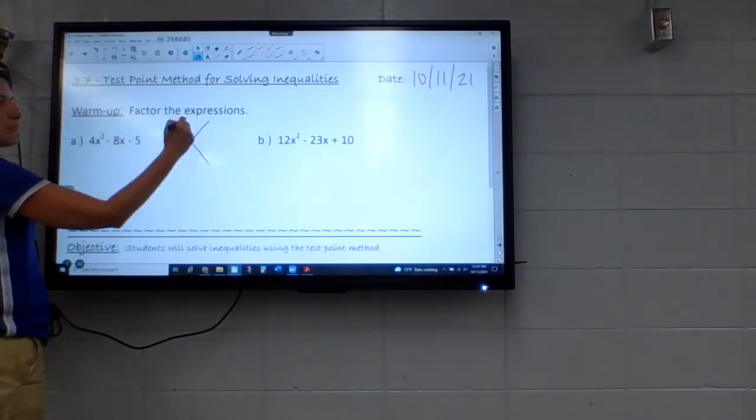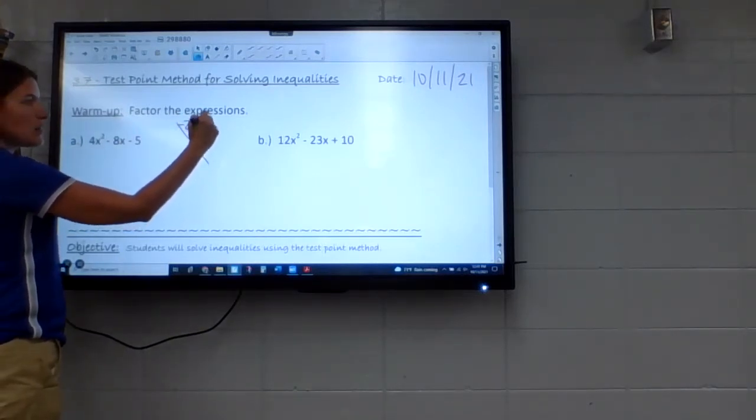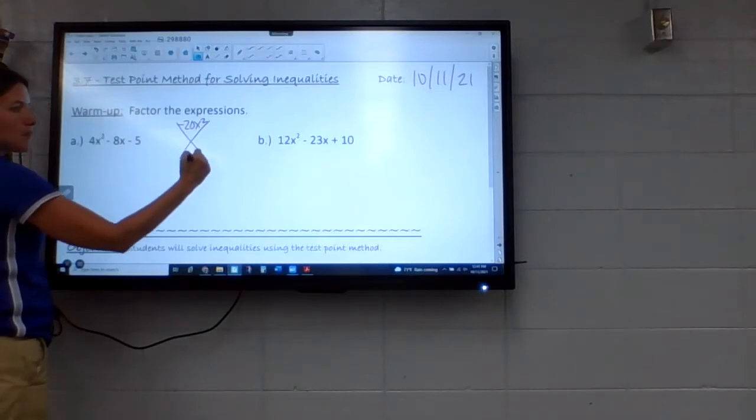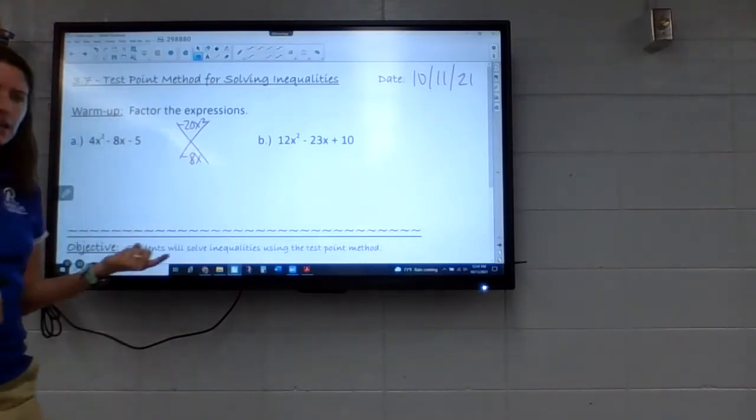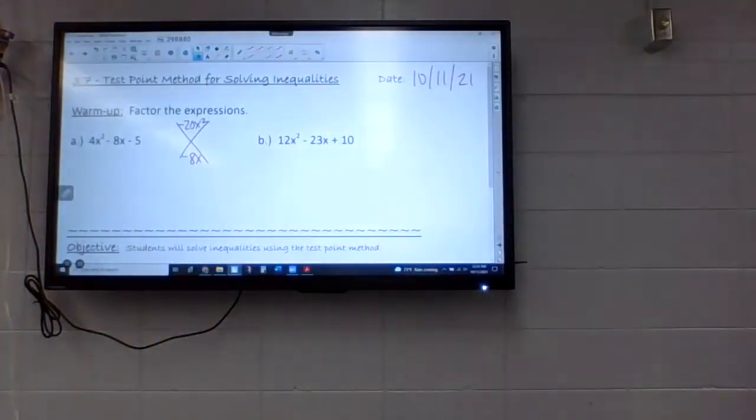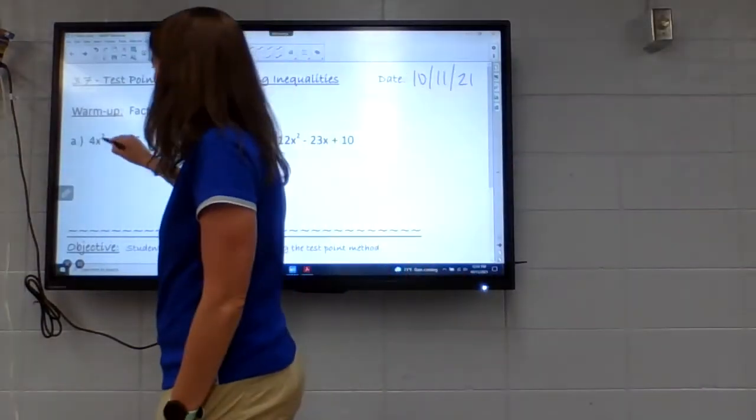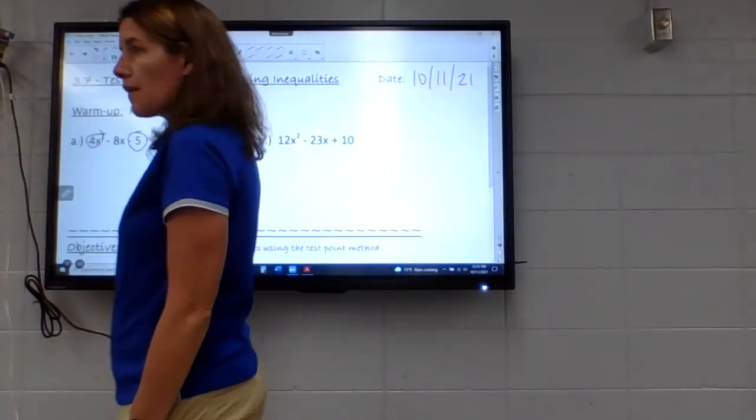So 4 times negative 5 is a negative 20x squared. Now on the bottom I want a negative 8x. So I want to multiply to negative 20 but add to negative 8. How do you get the negative 20x squared out of that? It's these two multiplied together.